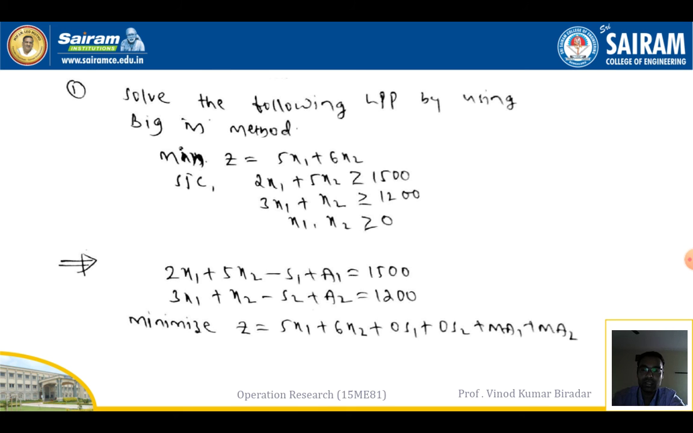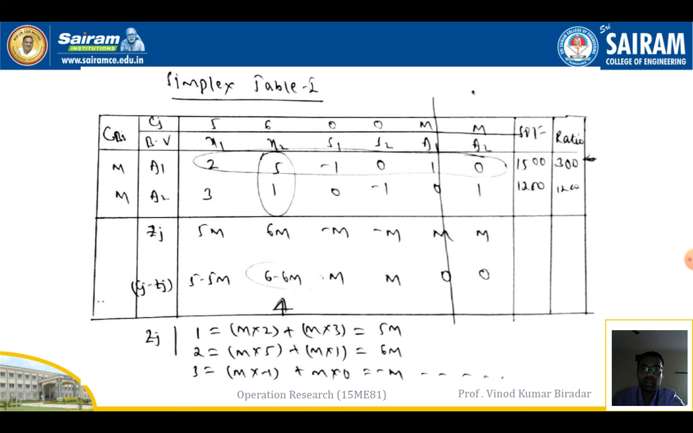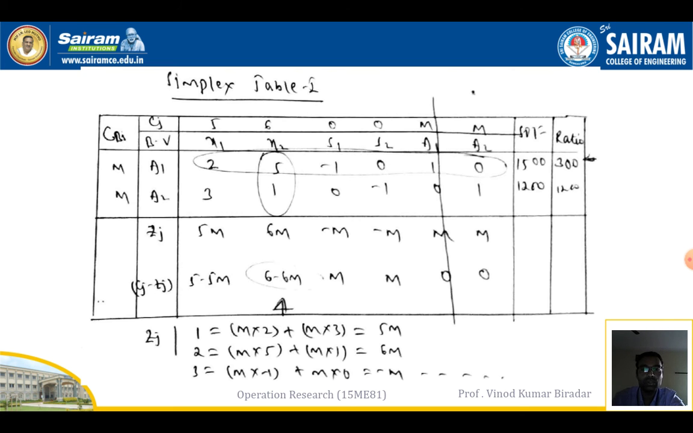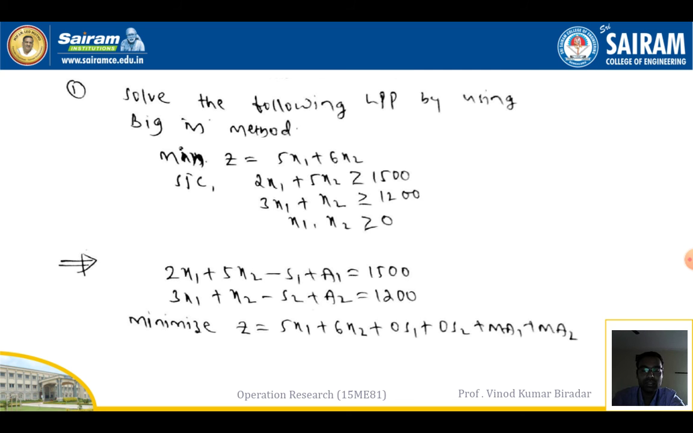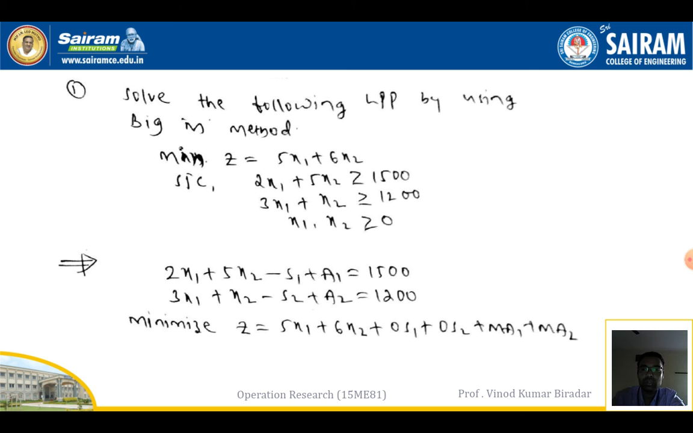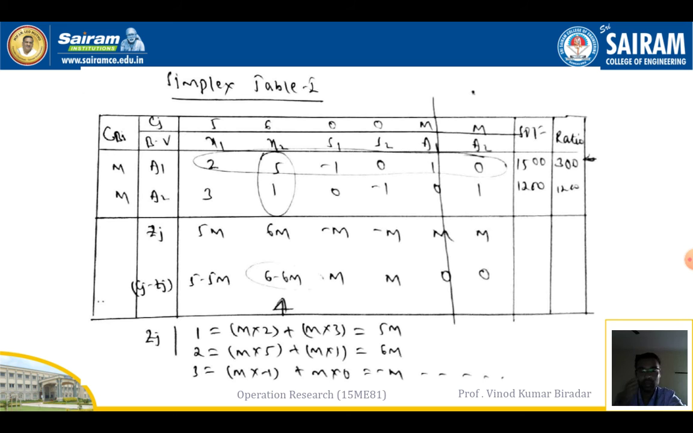In the equation they have given, the X1 coefficient is 2, right, here 2. The X2 variable is 5, write 5. S1 is -1, right, -1. S2 is not there in this equation, right, 0. A1 is 1 and A2 is not there, right, 0. Okay, and the right-hand side is 1500. Similarly you write the second equation. Here they have given 3, 1, -1, A1 is not there, 0, and 1, that you write, and 1200.